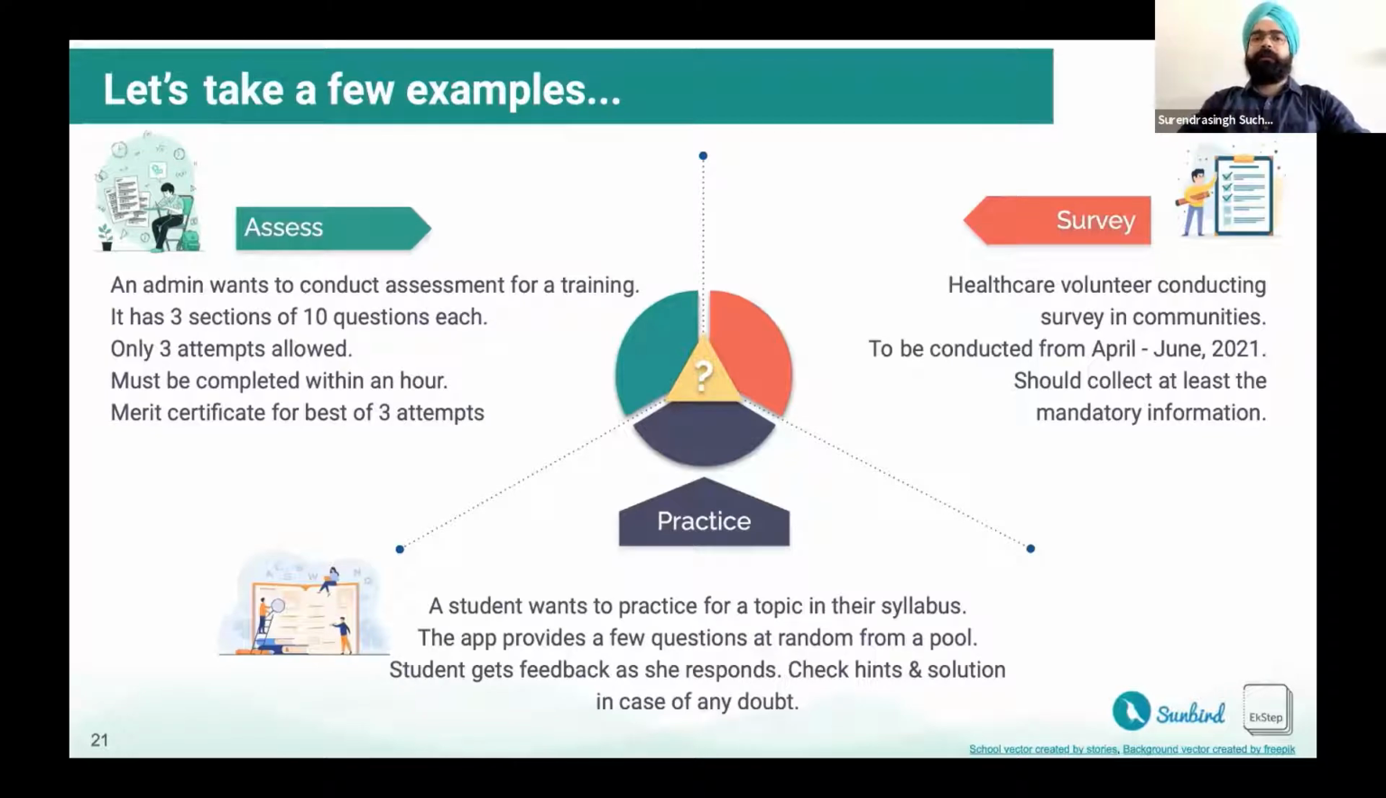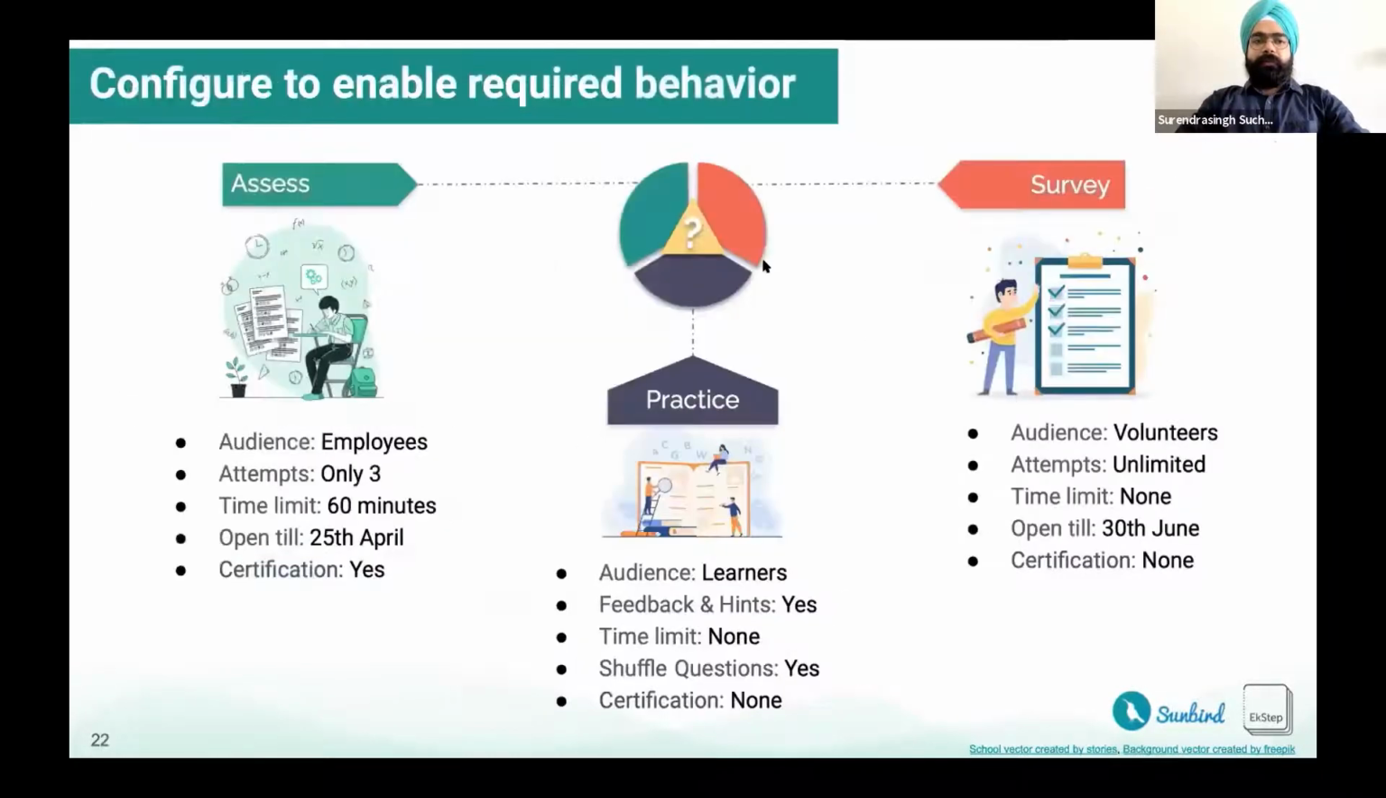Now if you apply the unbundling principle here, you would realize that these are merely configurations that can enable these behaviors. For example, for the assessment, we can write it as meant for employees and allowing only 3 attempts, whereas a survey allows unlimited attempts, and a practice has no notion of attempts at the moment, if that's what the use case is. So if you apply your X-ray lens and unbundle, these are merely configurations to enable these behaviors.